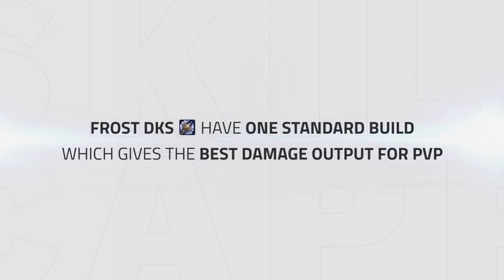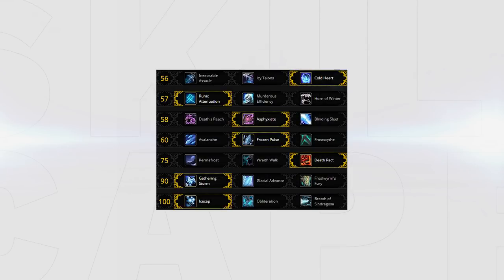Frost Death Knights have one standard build, which gives the best damage output for PvP. The standard build looks like this, but some talents can be swapped depending on what you face. This standard build provides the most damage output since it allows you to use your burst frequently and keep up as much pressure as possible.